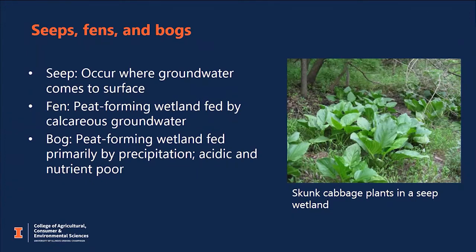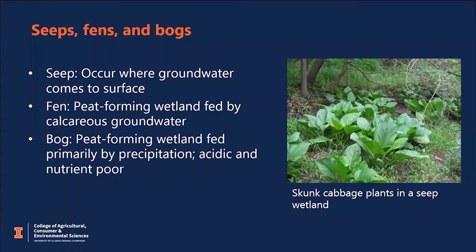Fens and bogs are unique and somewhat rare wetland types in Illinois, particularly found in the northeastern part of the state. Fens are peat or muck forming wetlands that are fed by calcareous groundwater. So this is groundwater that's flowing through limestone or dolomite bedrock. As it flows through that calcareous bedrock, it's picking up minerals like calcium and magnesium. So these fen wetlands tend to have a higher pH and tend to be a little bit more nutrient rich than bogs.